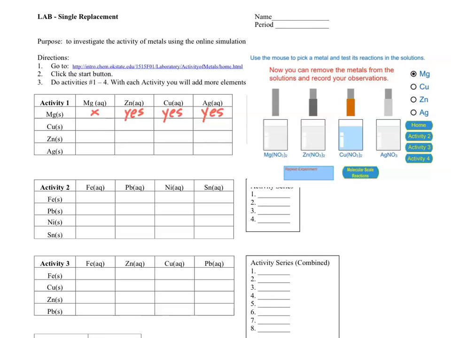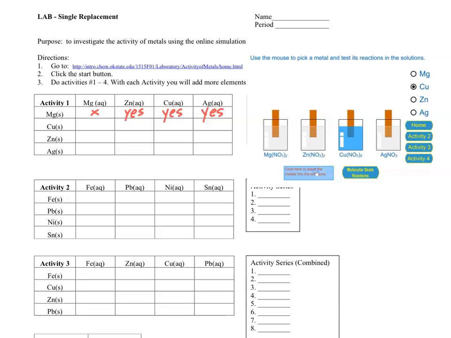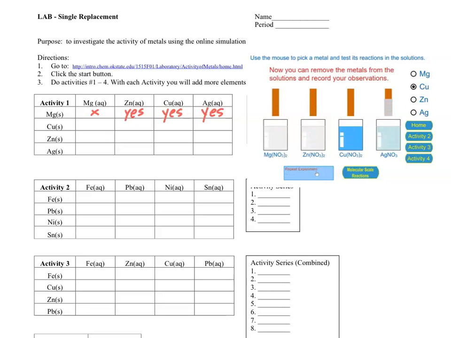Okay, let's continue the simulation. Next, we pick copper. We dip each piece into the beaker for a minute or two, pull them back out, and see what kind of data we're going to collect here. The first column and the second column, I'm going to put an X there because nothing happened. In all first 3 columns, nothing happened. The last one is going to say yes, a reaction did happen.